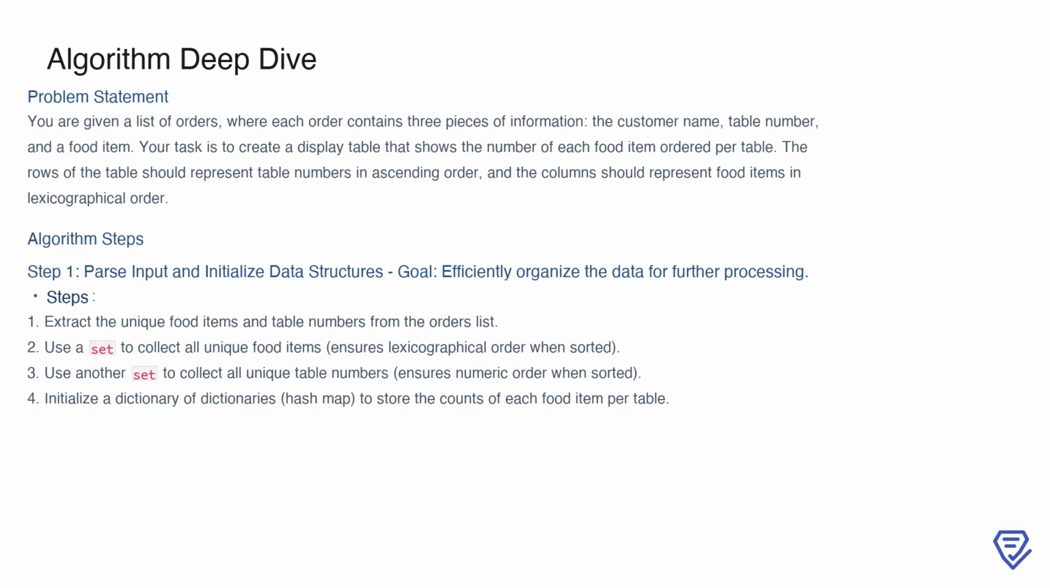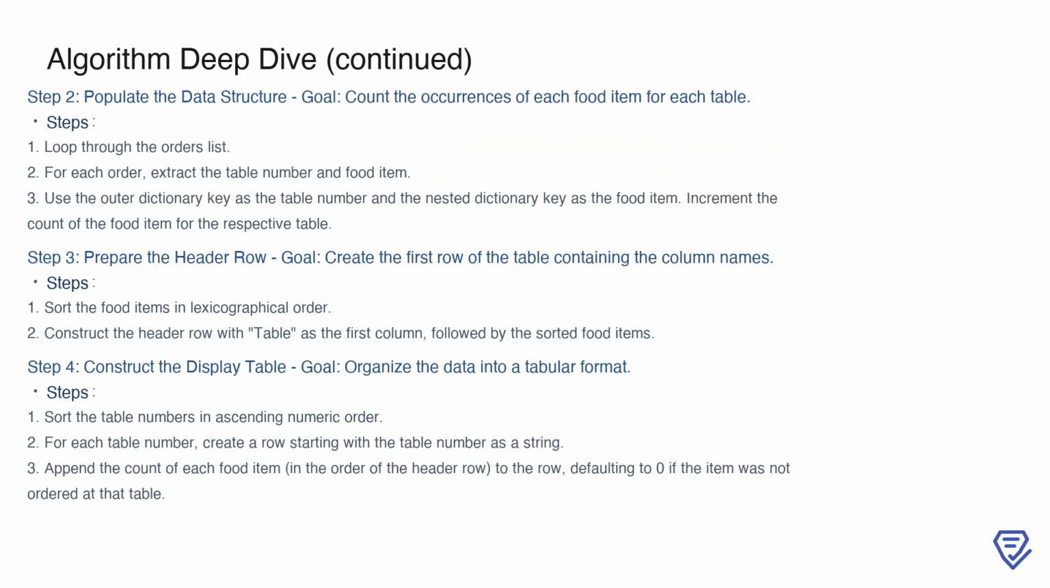This setup ensures that we are organized and ready for the next phase of the algorithm. Now that we've initialized our data structures, the next step is to populate them with the actual data from the orders list. We loop through each order, extract the table number and food item, and update the counts in our dictionary of dictionaries. Here, the outer dictionary uses the table number as the key, and the nested dictionary uses the food item as the key. This structure lets us directly increment the count for the corresponding table and food item pair.